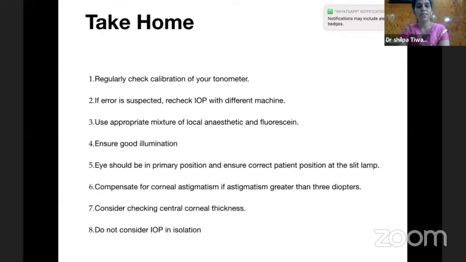So the take-home message is regularly check calibration of your tonometer, and if you suspect any error, recheck with a different machine if possible. Use an appropriate mixture of local anesthetic and fluorescein. Good illumination. The eye should be in primary position, and correct position of the patient is very, very important. Compensate for the corneal astigmatism, and if astigmatism is greater than 3 diopters, adjust the readings accordingly. Consider checking central corneal thickness, which we are usually regularly doing, and do not consider IOP in isolation. We all are taking disc changes, perimetry, and other factors.